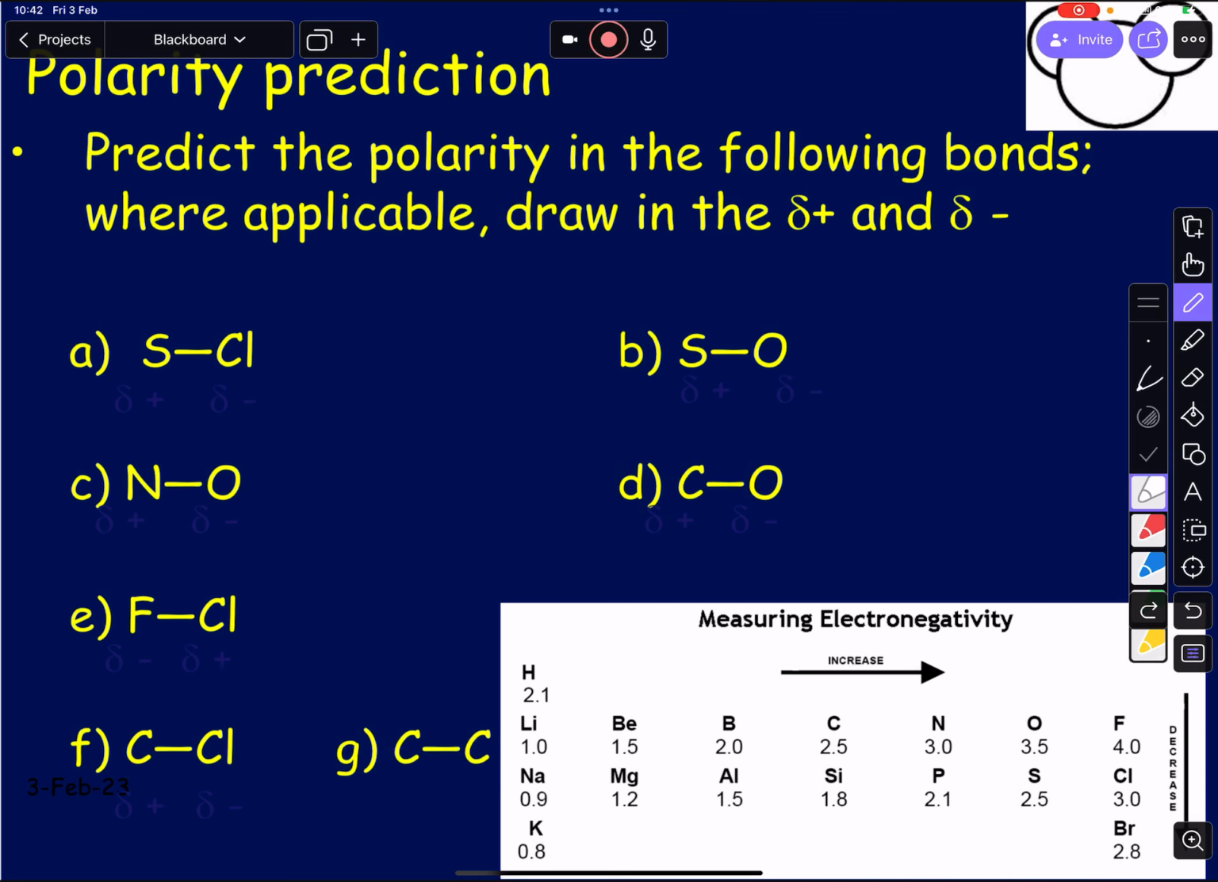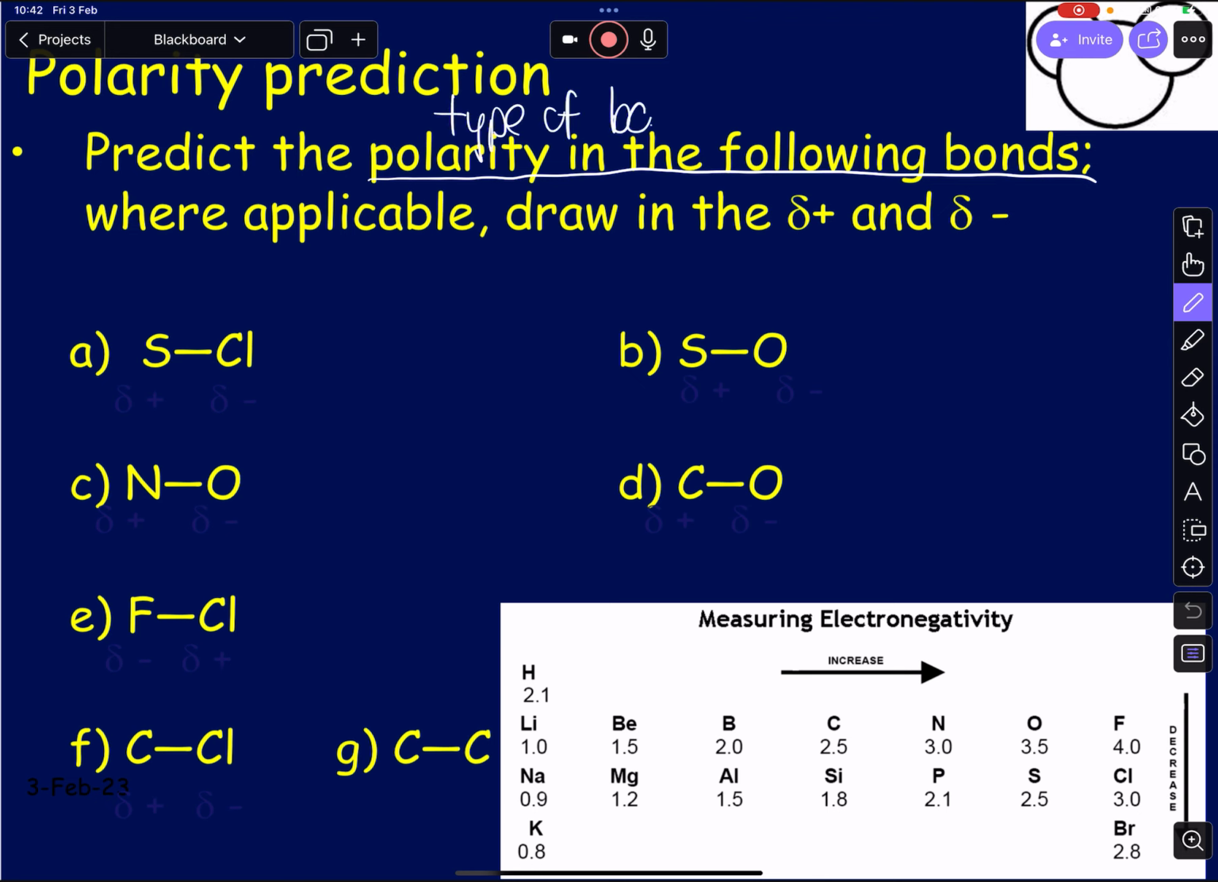Okay, folks, so this is going to be the working solutions for the polarity prediction. We're using our electronegativity values. The question they're going to ask you is to find the polarity, or the type of bond. By that they mean, is it ionic, or is it covalent, and we subdivide covalent into non-polar covalent and polar covalent. So we're using our electronegativity values.